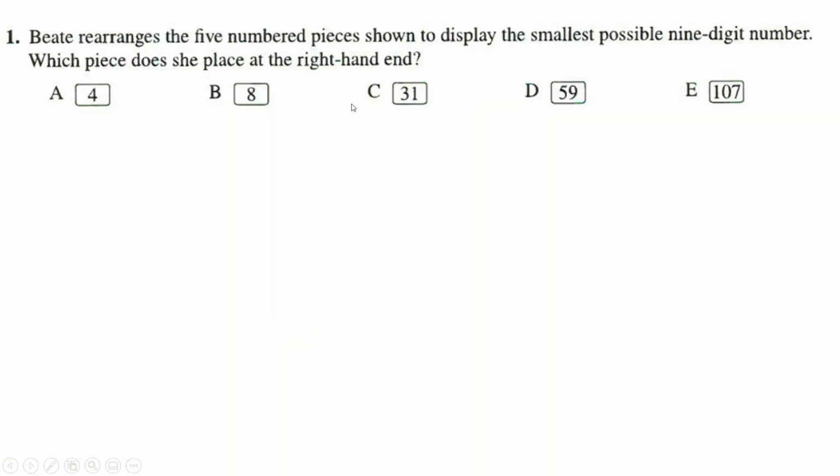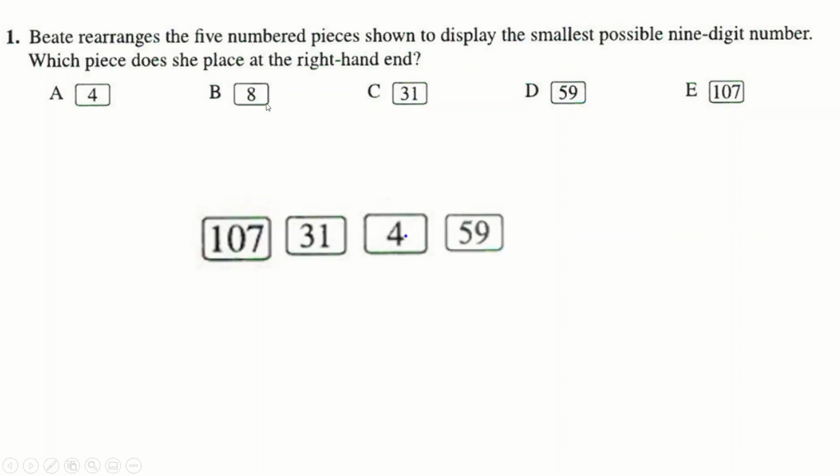Question number 1, so we're just arranging these tiles here to make the smallest number total. Now, of course, to make a smaller number, we need to start with the smallest digits, right? So we'll start with the 107 because that has the smallest leading digit, and of course the digits are worth more the further you go along. The next one with the smallest leading digit is this one here, 31. Then we go to a 4, then we have a 59, and then finally the number would end in an 8. And so that would be the answer.